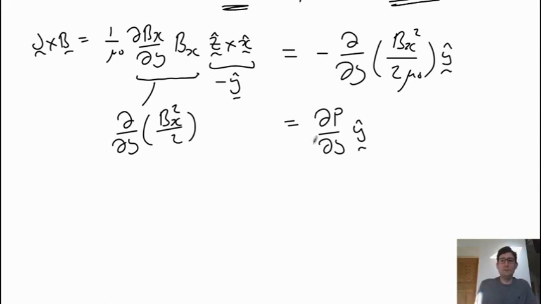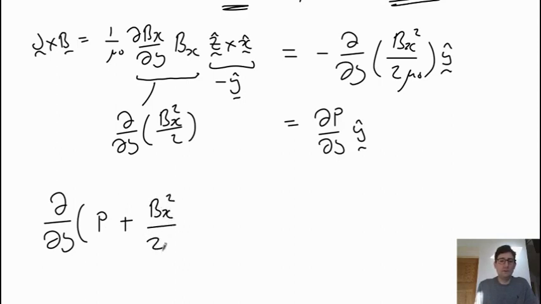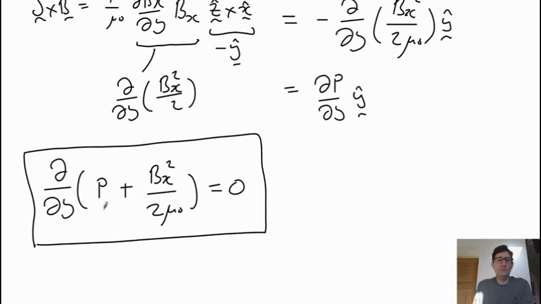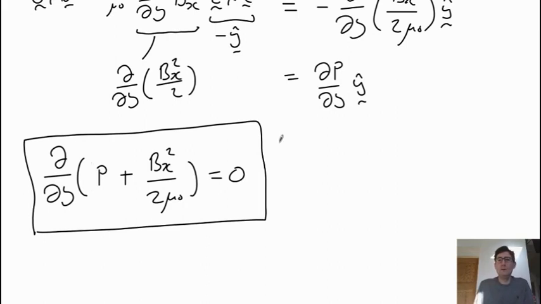Okay, so then we essentially group these together. We have d by dy of the pressure P, which is the plasma pressure, just the fluid, plus Bx squared over 2 mu naught, and that's equal to 0. So what this says is that if you have pressure varying in the y direction, then the magnetic field strength varies in the opposite sense.